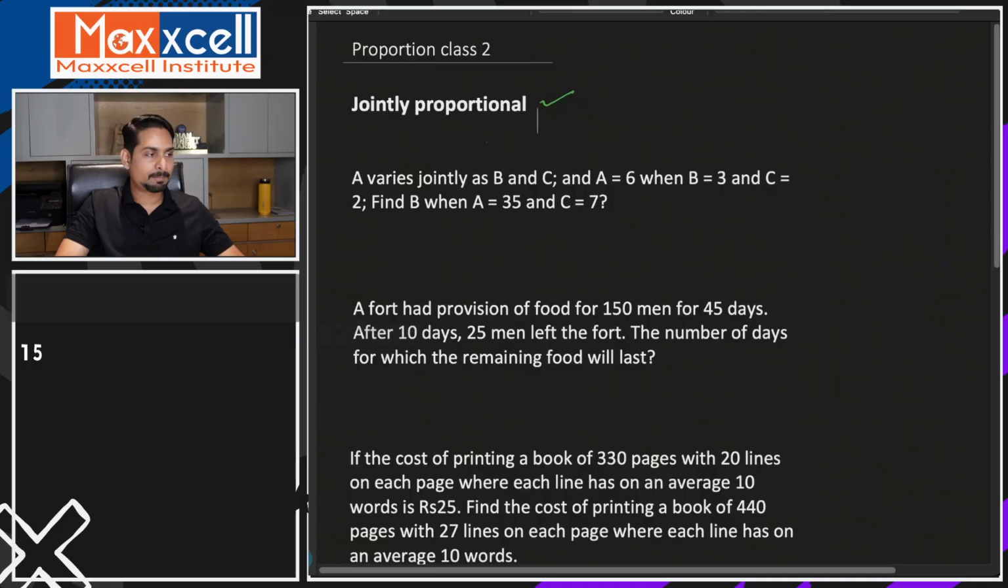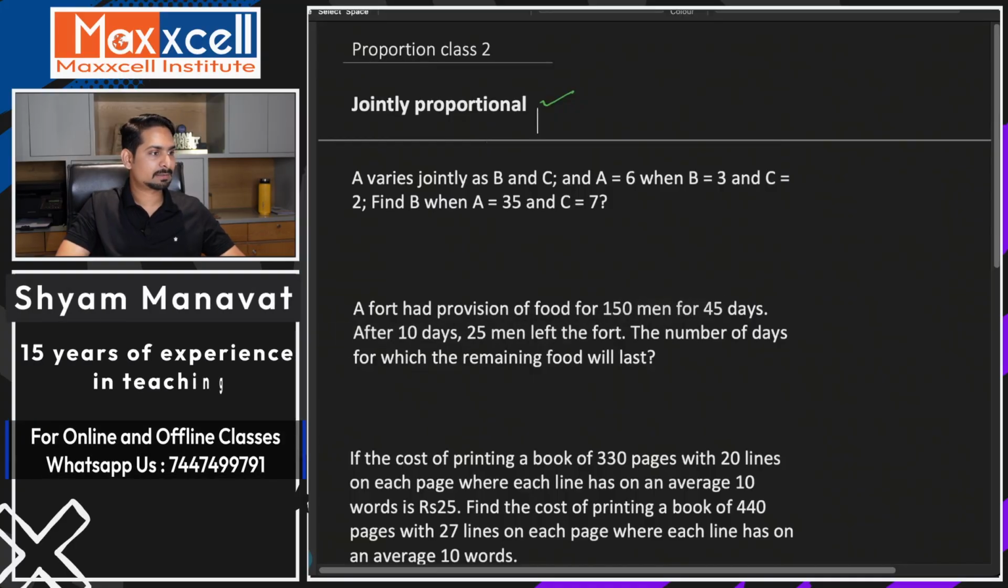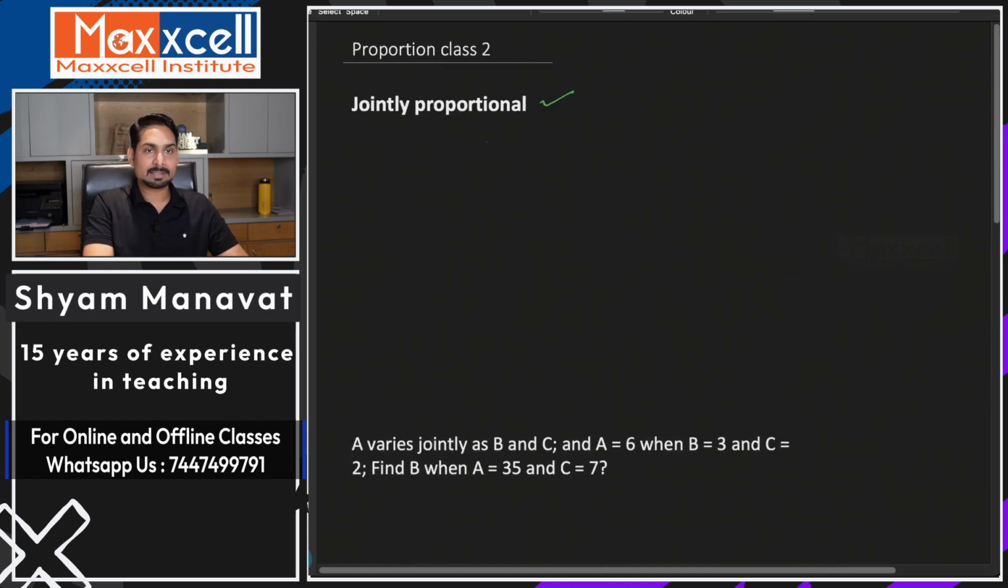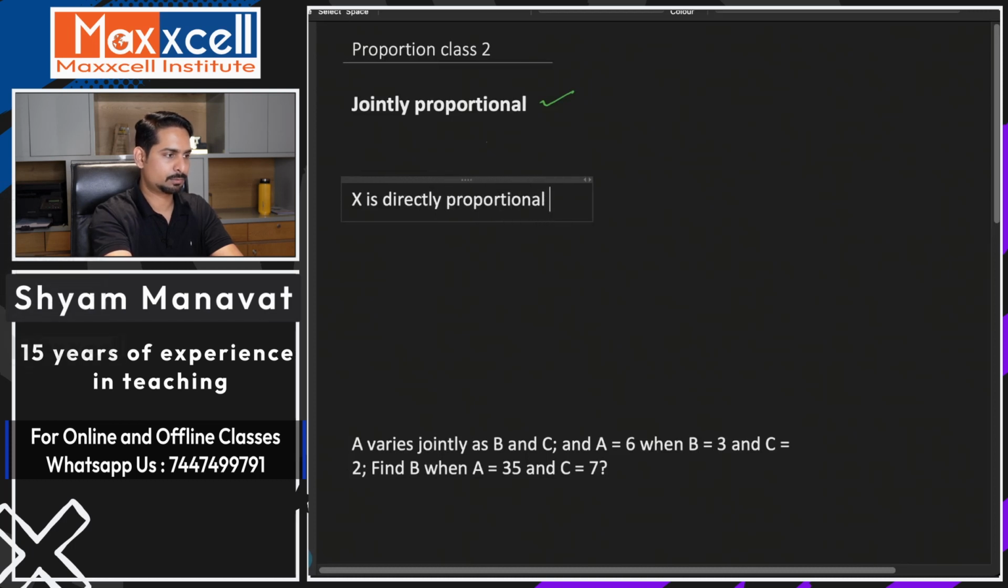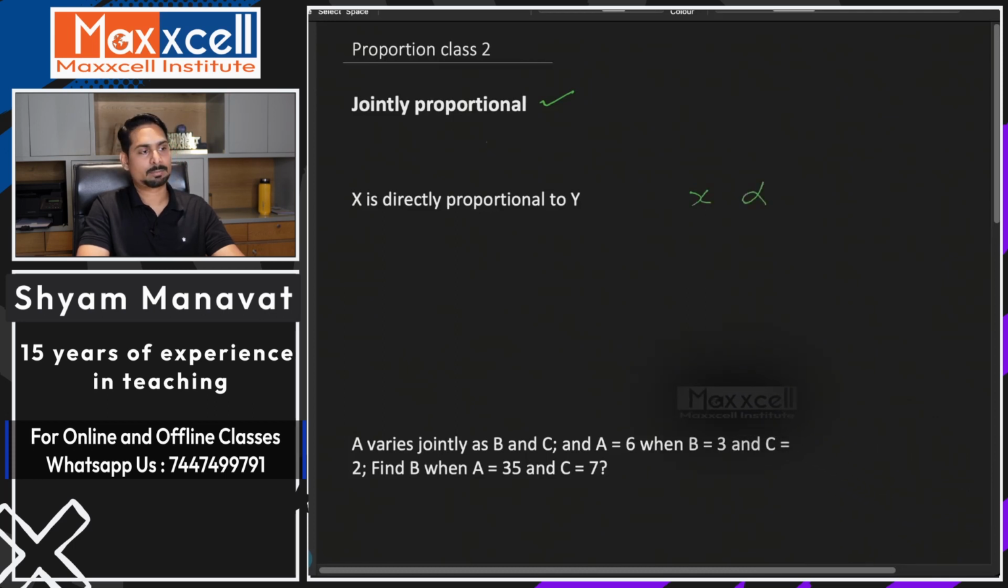All right. Before we start, let's revise a bit. In proportion, we have discussed, suppose I say x is directly proportional to y. In that case, what is the sign of proportion? This is the sign of proportion, right? So we say x proportional to y, directly proportional.